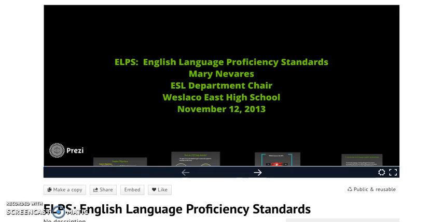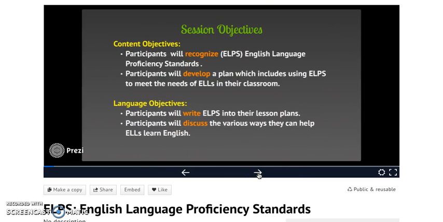The following Prezi will give information about the ELPS, or the English Language Proficiency Standards. The objectives: you'll be able to recognize what the ELPS are, and you can develop a plan using the ELPS to meet the needs of your English language learners in your classroom.